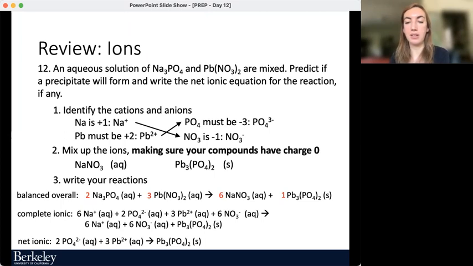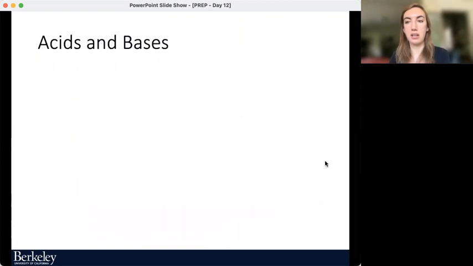Okay, so the most important skill to get out of this for today is thinking about the charges of our ions and how they're going to combine. So today we're going to be focusing on acids and bases.